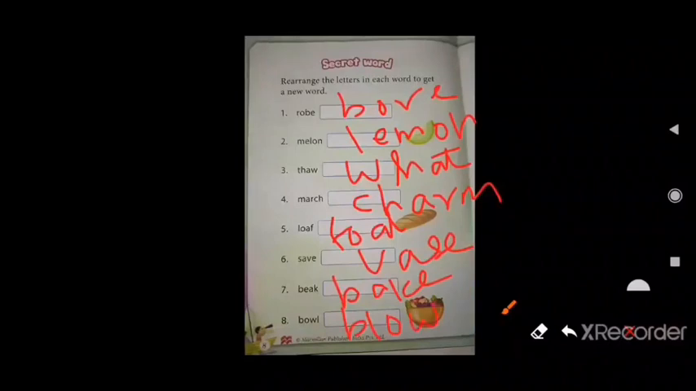Students, these are the answers. The first one, bore. The second one, lemon. Third one, what. Fourth one, charm. Fifth one, foal. Sixth one, was. Seventh one, bake. Eighth one, blow. So now let's go to the class.